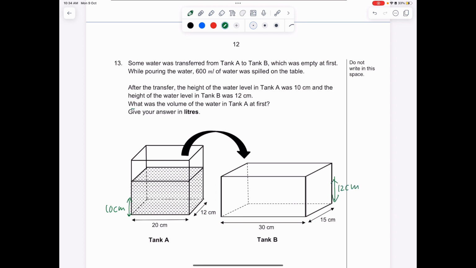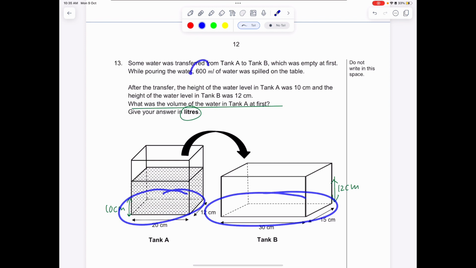Okay, what was the volume of tank A at first? Give your answer in liters. So what you need to find out is the volume that is remaining when it's 10 cm. You also need to find out the volume when tank B was at 12 cm. Add them together, and then don't forget you spilled 600 ml. So add these two together plus your 600 ml. That will give you your answer.